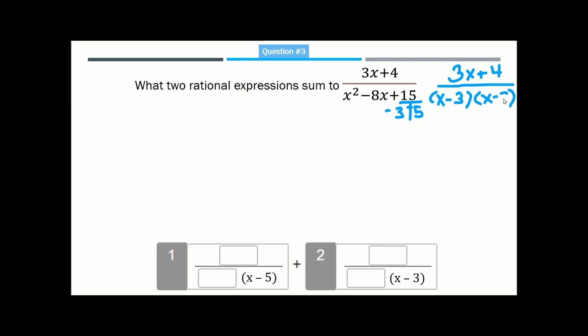Double check my work. I tend to rush through. Okay. Oops, this is 5. All right, so now I'm going to write this as 2 smaller fractions, with the denominators of x minus 3 and x minus 5.